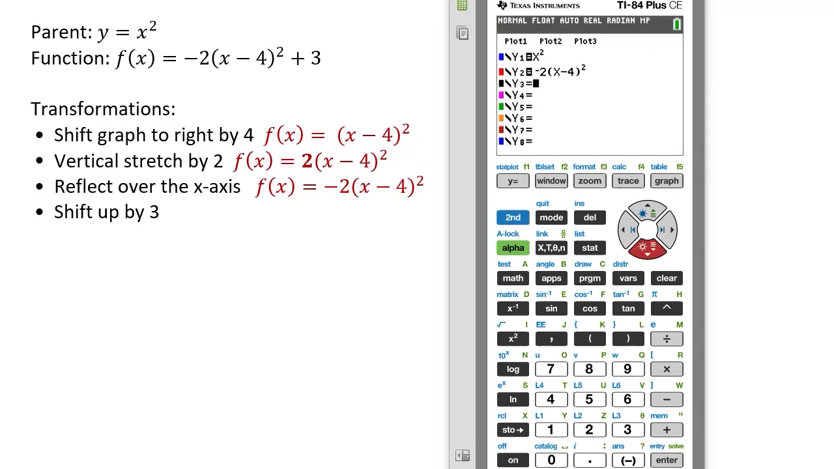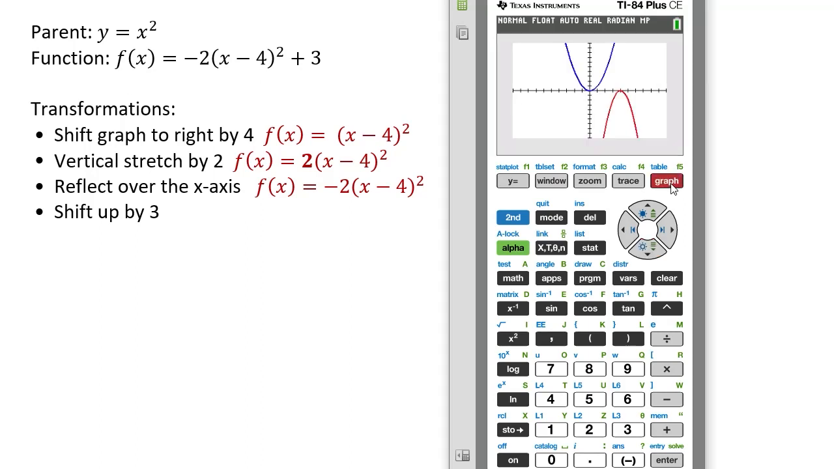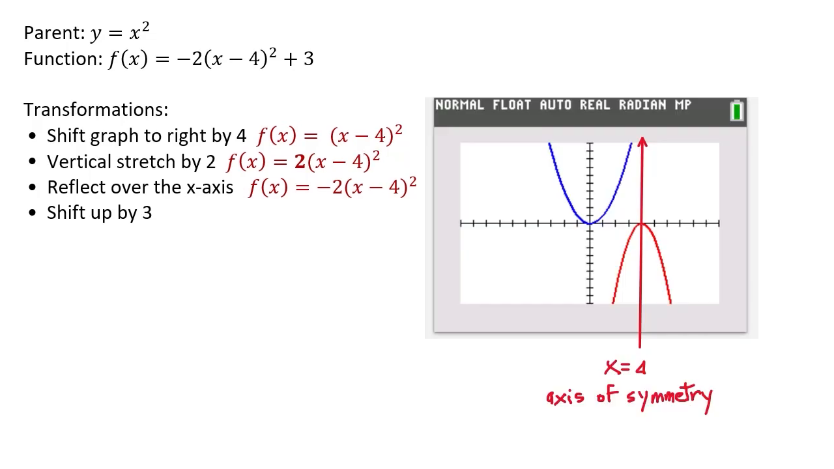Now let's consider the reflection over the x-axis that we get when we have the negative on the 2. If we look at that graph, notice it reflects our vertically stretched graph across the x-axis. And we'll also notice that the axis of symmetry on our transformed graph has moved. So now the axis of symmetry, instead of being the y-axis, is the line x equals 4.